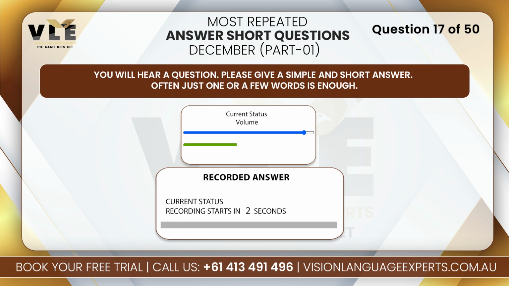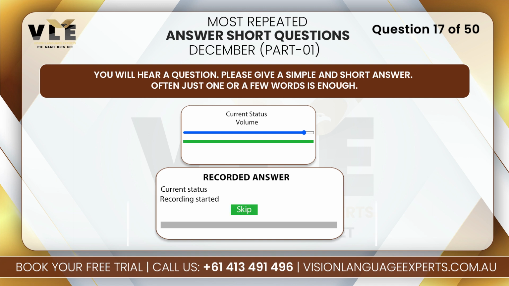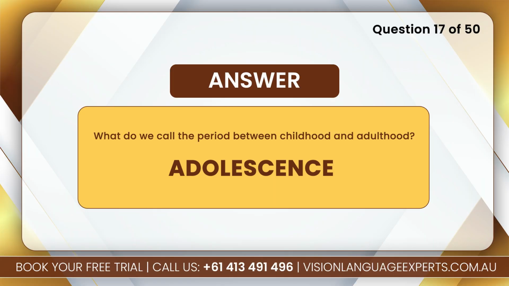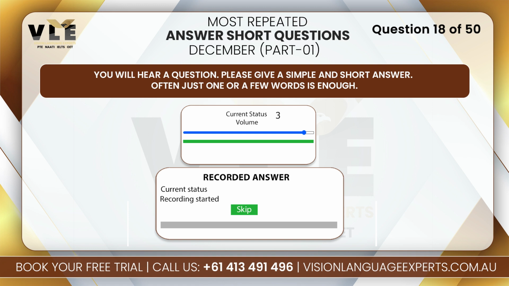What do we call the period between childhood and adulthood? Adolescence.